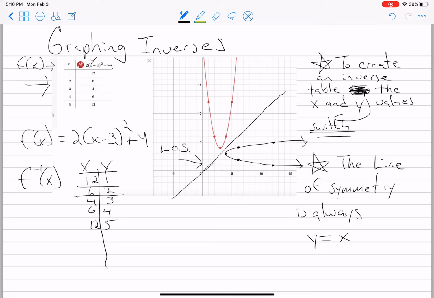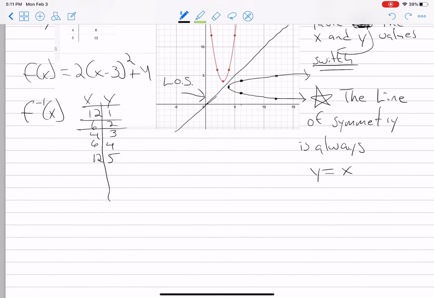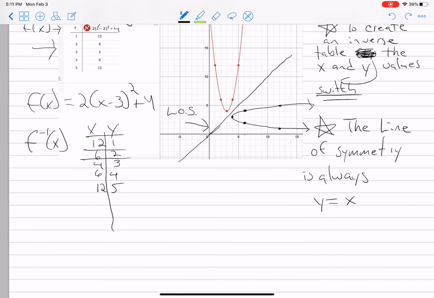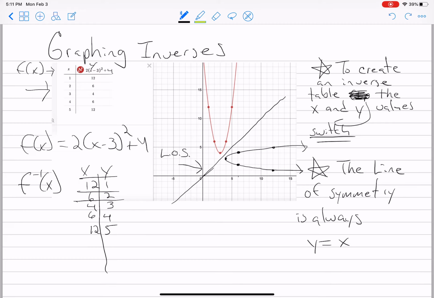If I folded that paper over, there would be some symmetry, and each of these points would line up with its match if I folded it over. But I'm not doing that right now because I can't fold an iPad. That's just not going to work. Okay? So the last thing I want you to do is, I'm going to give you an equation and you're going to graph the original and you're going to graph the inverse. Okay?